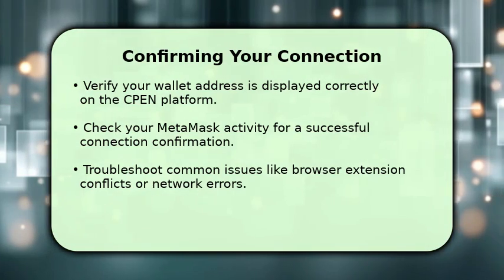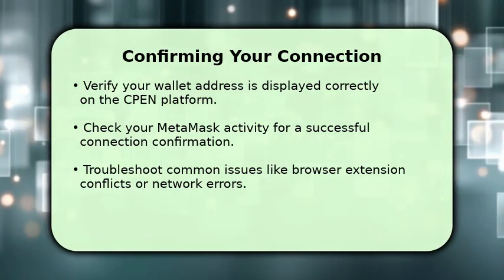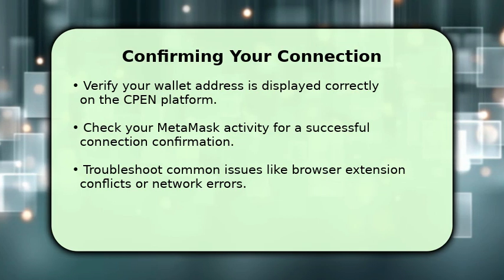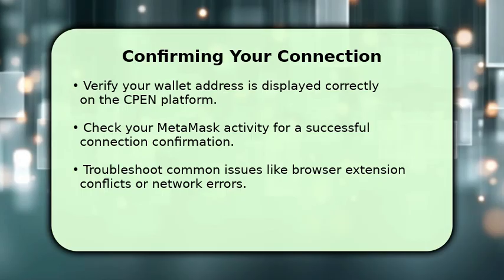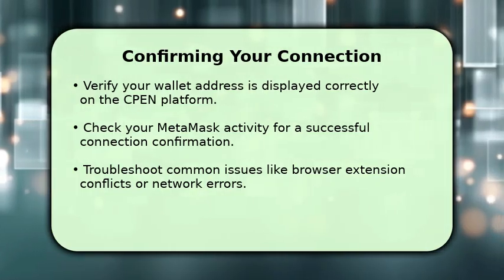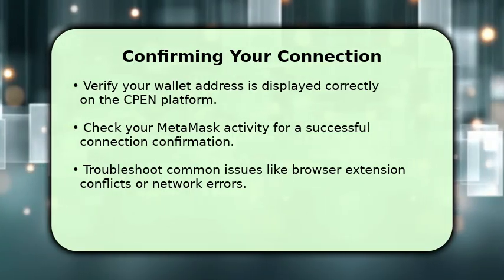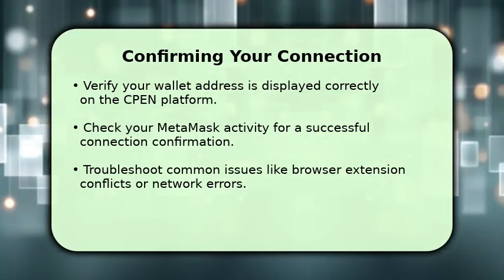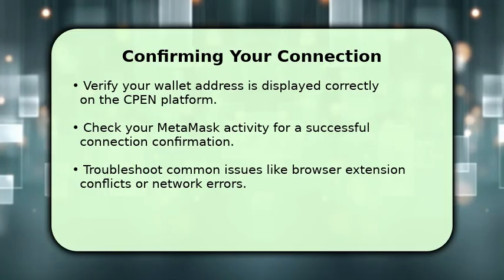After approving the connection, it's crucial to confirm everything is working as expected. Look for your wallet address to be displayed on the CPEN interface, usually in place of the Connect Wallet button. You can also check your MetaMask Activity tab for a record of the successful connection. If you encounter any issues, try refreshing your browser or ensuring your MetaMask extension is up to date. Sometimes, a simple browser restart can resolve minor glitches.